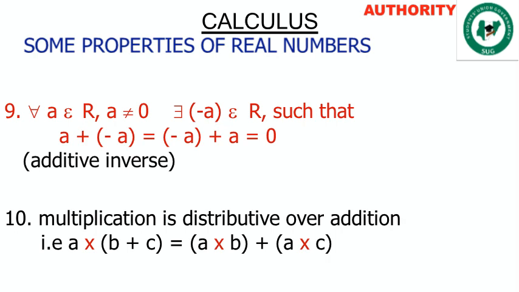For instance, we have A times B plus C in bracket is equal to A multiplied by B in bracket plus A multiplied by C in bracket. Is that clear? You can pick 3 numbers and try it. You discover that it's the same.